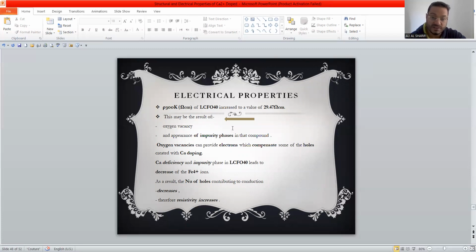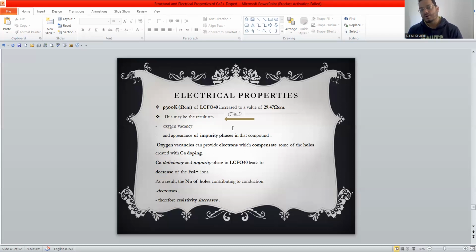Oxygen vacancy can provide electrons, which compensate some of the holes created. That means the resistivity will increase, because we have fewer holes. Calcium deficiency and impurity have an effect. 100% of calcium in this compound leads to what? It leads to a decrease of the iron 4 plus ions. As a result, the number of holes contributing to conduction decreased.